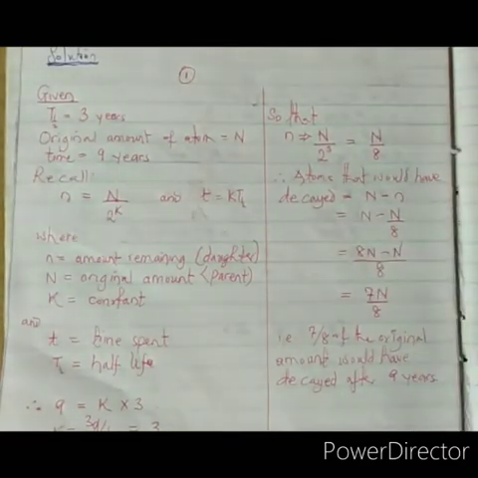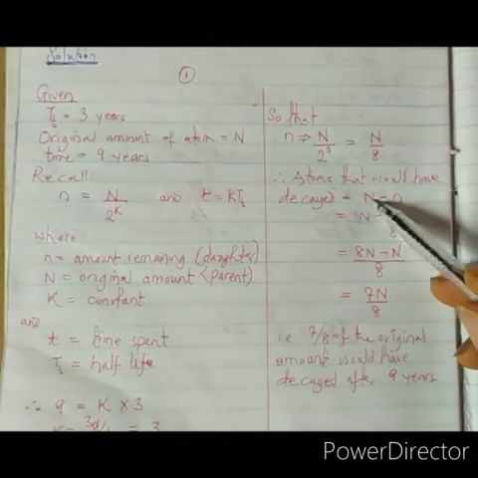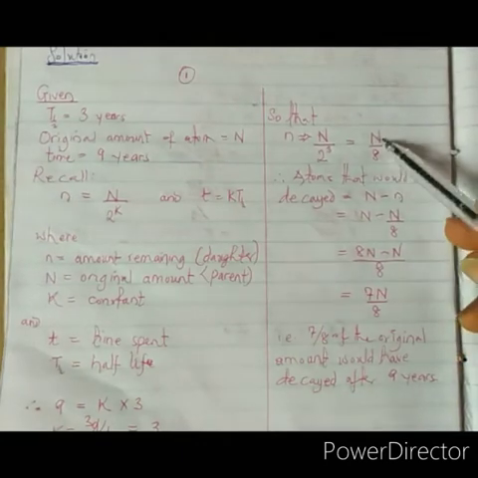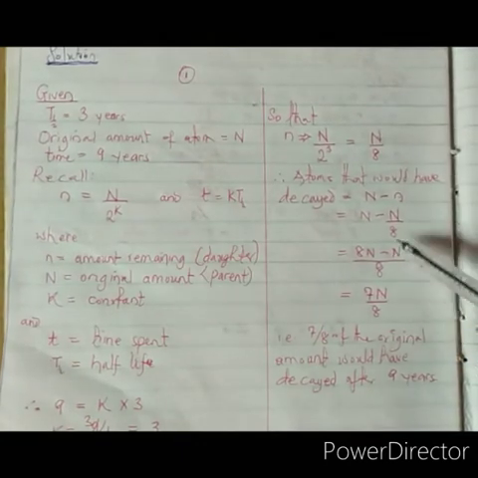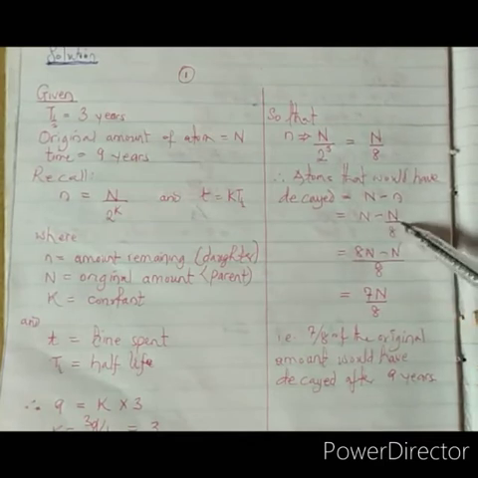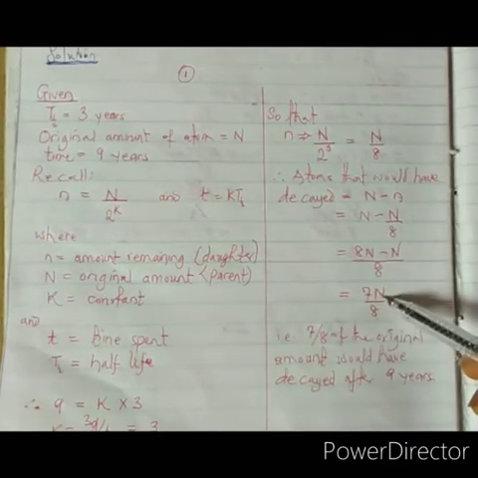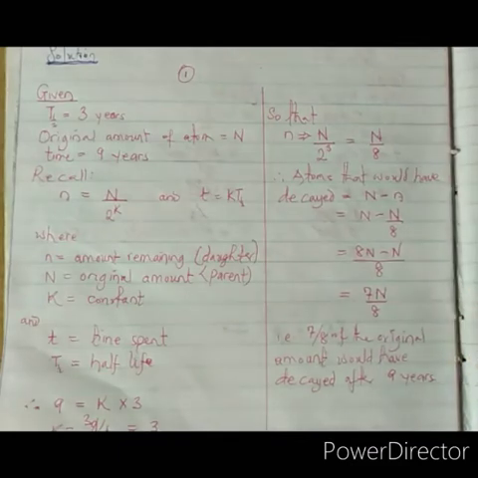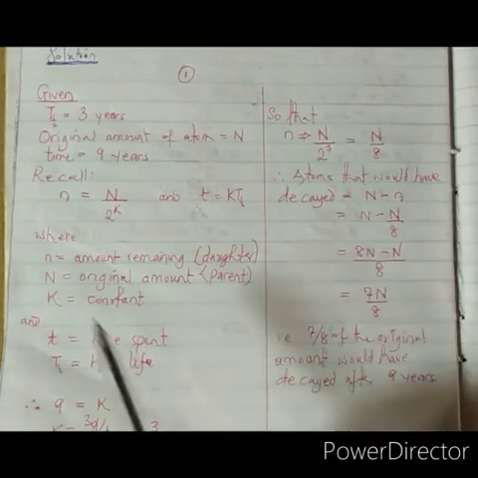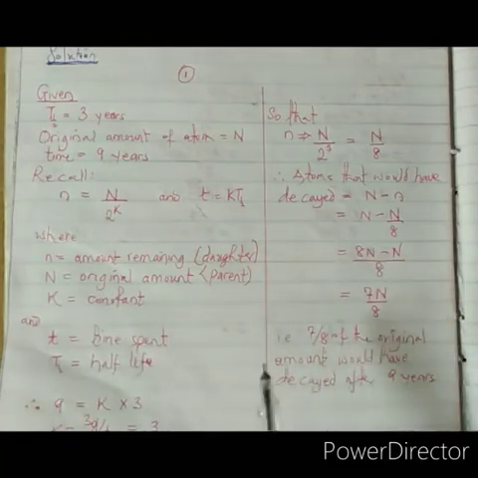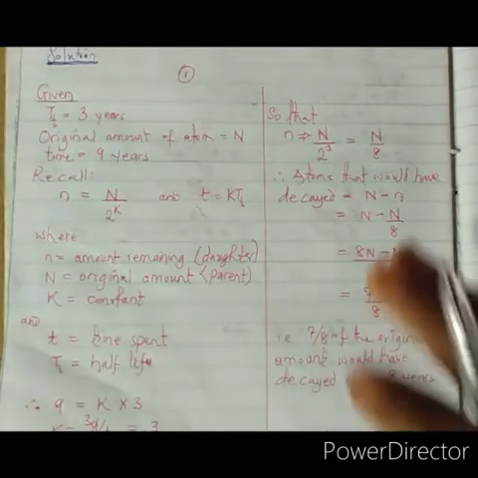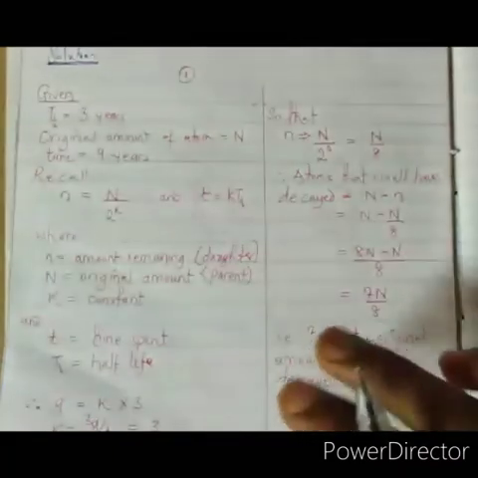Therefore, the atoms that will have decayed will be the original amount minus the amount remaining. Is that not so? So the original amount, N, minus the amount remaining, which is N over 8. So N minus N over 8 will be 8N minus N all over 8, and that's 7N over 8. So that means 7 over 8 of the original amount will have decayed after 9 years. Is that clear? I think that is very simple. That's the solution to the first question.